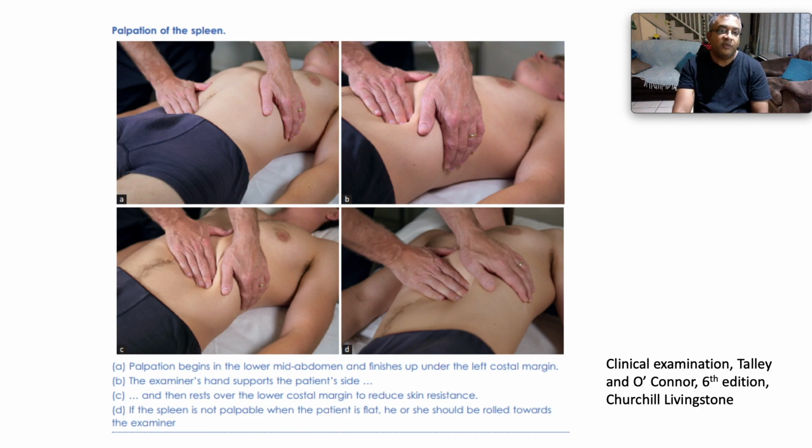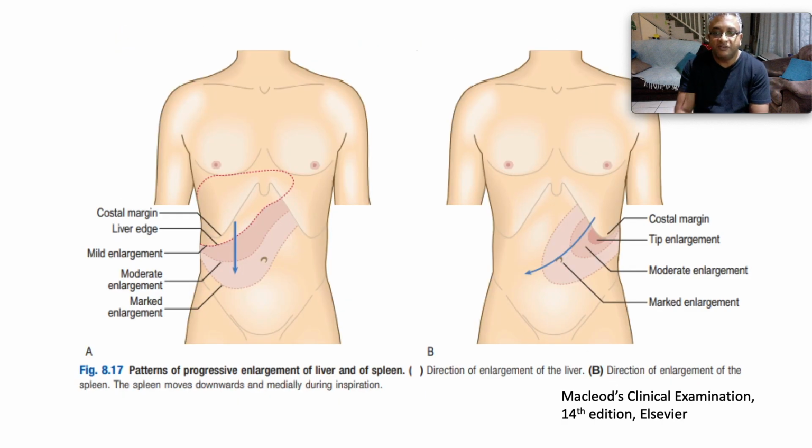Here, this is showing the proper technique for assessing the spleen. We start in the right iliac fossa and work our way diagonally upwards across the abdomen to finish off at the left costal margin. As demonstrated, your left hand will support the patient's side, while your right hand feels progressively upwards coming from the right iliac fossa. The reason we do this is to reduce skin resistance. If the spleen is not palpable when the patient is flat, he or she should be rolled towards the examiner, as depicted in picture D. This is from Talley and O'Connor.